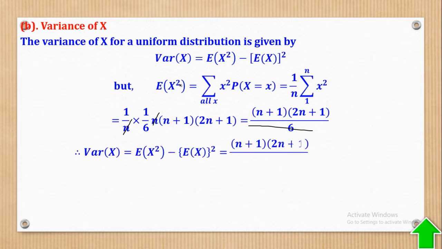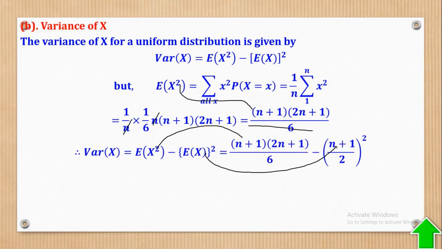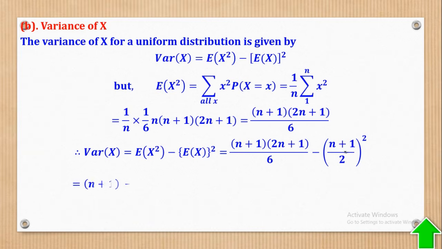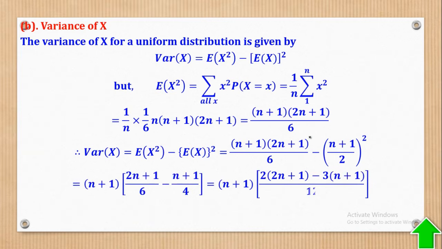Now that I've got E(x squared), I can substitute in this formula and then simplify. When I simplify, I'll come up with that. First of all, (n plus 1) is common. There's (n plus 1) here and (n plus 1) there, so it can come out. When it comes out, for this term, what will remain will be this over 6, which is there. Then for this term, (n plus 1) has gone, so (n plus 1) will remain, which is that. And this 2 is squared, remember, so that is why there is 4 there.